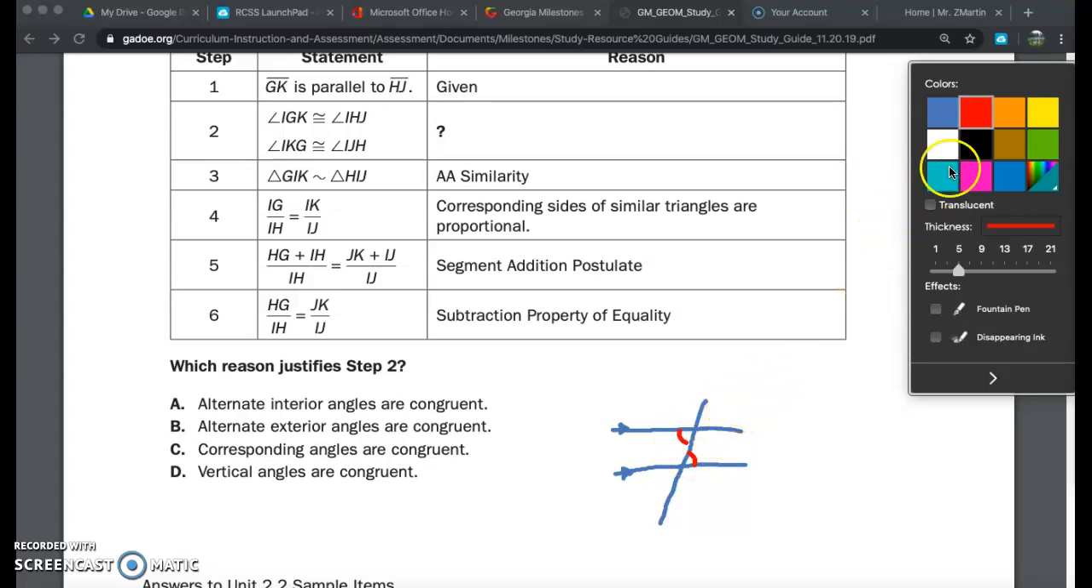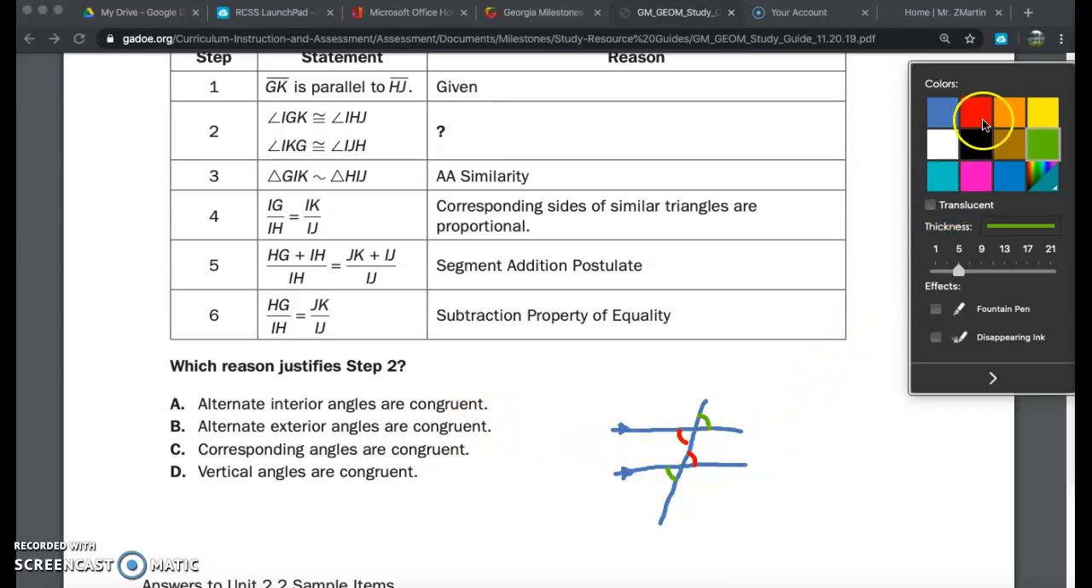Alternate exterior angles, I'll mark those, I don't know, in green. These angles are exterior to the parallel lines, so these are on the outside, on opposite sides of the transversal. Guess what? Those are also congruent, so these are congruent as well.